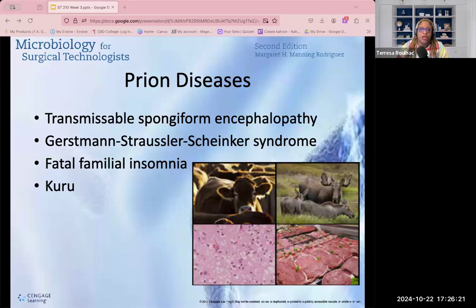begin. Another one is Kuru. Now, this one was historically seen in certain tribes in Papua New Guinea associated with cannibalism, where they were actually eating the brains of deceased individuals. Symptoms here include tremors, loss of coordination, severe cognitive decline, and fortunately, it's rare due to them stopping the practice of cannibalism and eating brains.